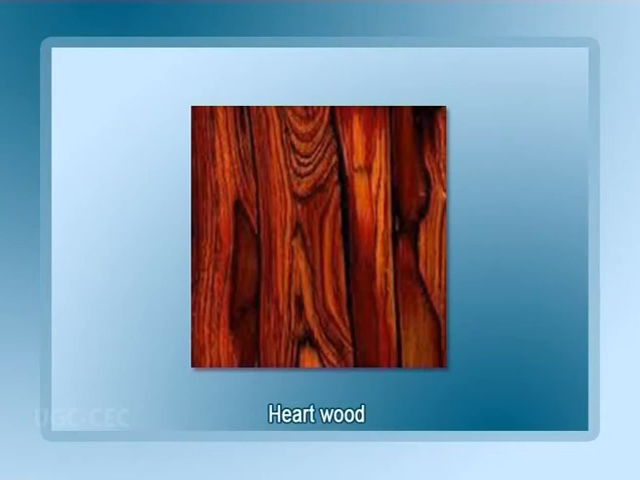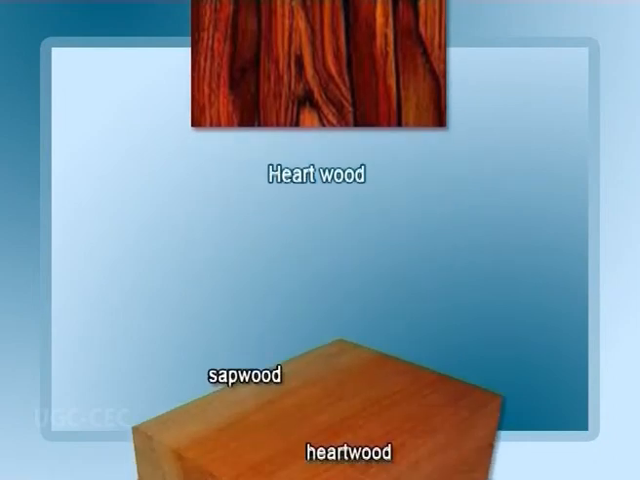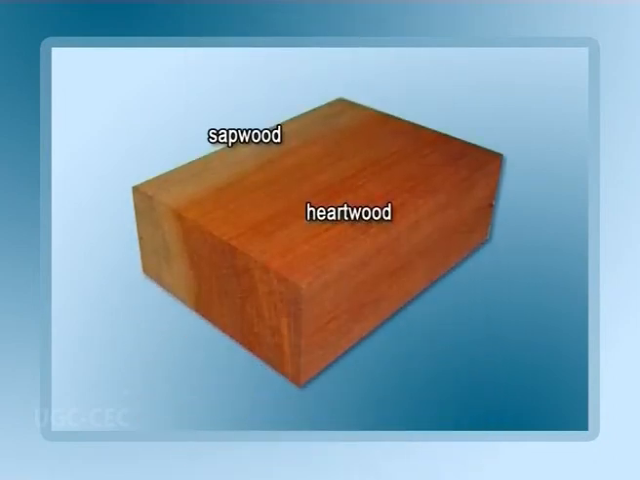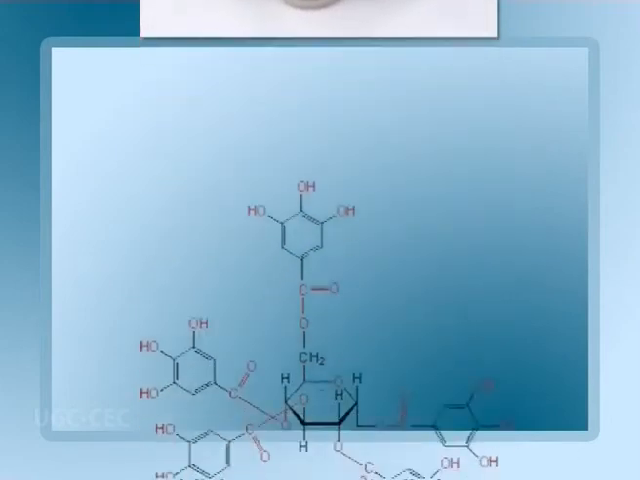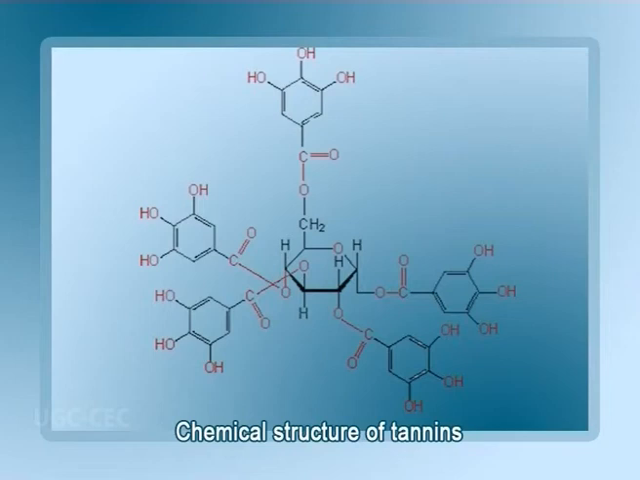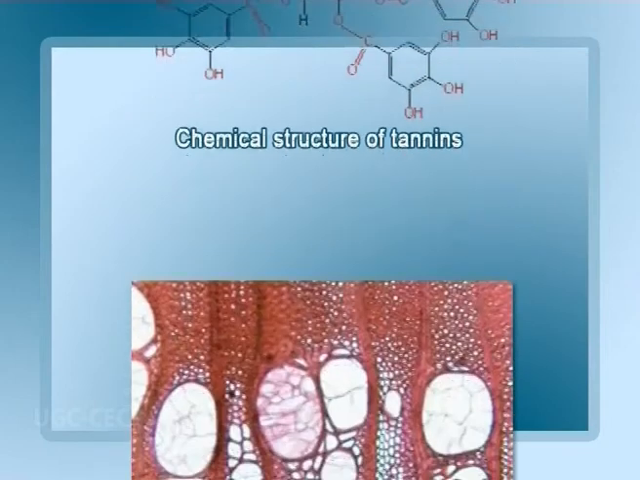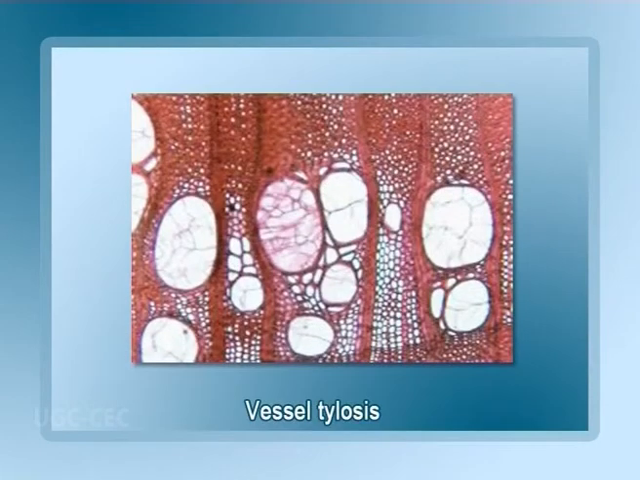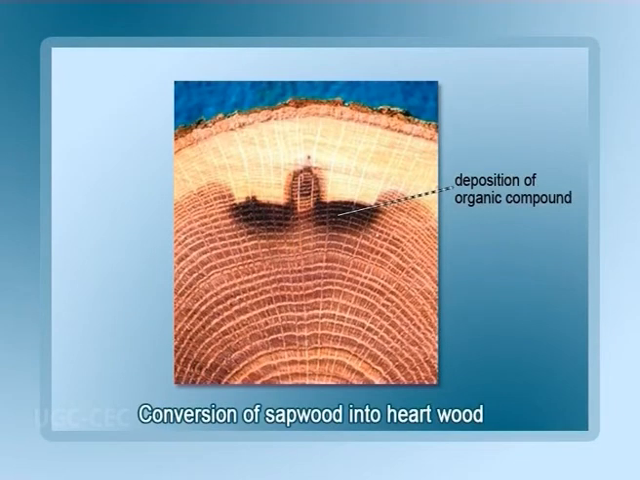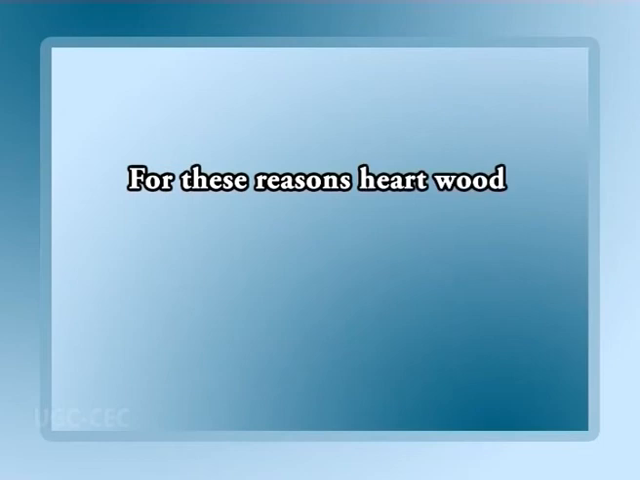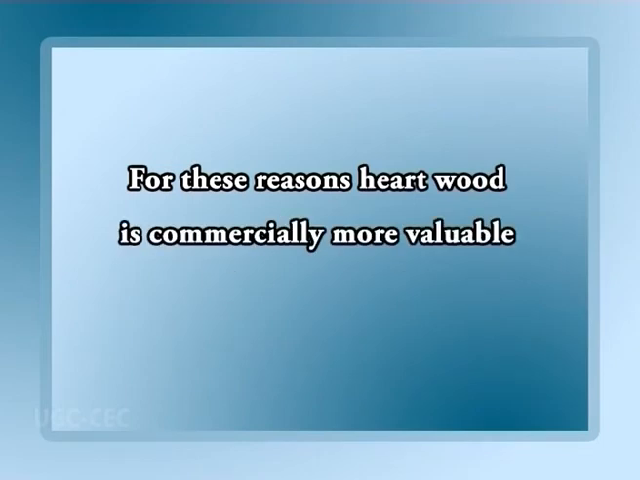Heartwood as timber is more durable than sapwood because of the reduction of food materials available for microbial propagation. Formation of resins, tannins, oils, and blocking of vessels by tyloses and gums render the wood less prone to decaying organisms. For these reasons, heartwood is commercially more valuable than sapwood.